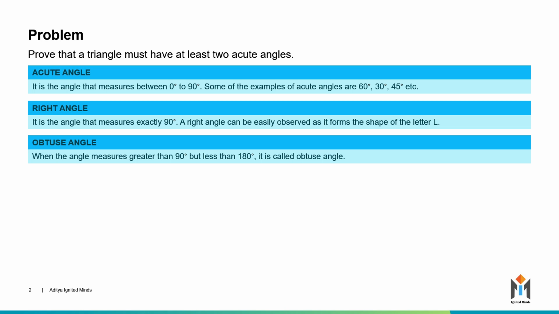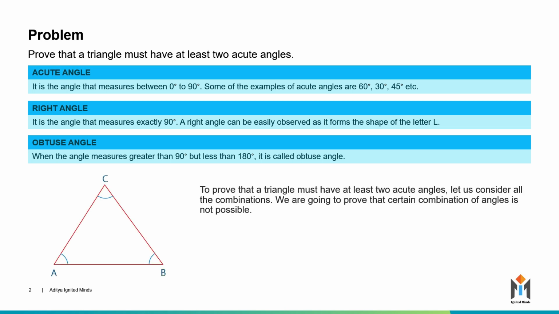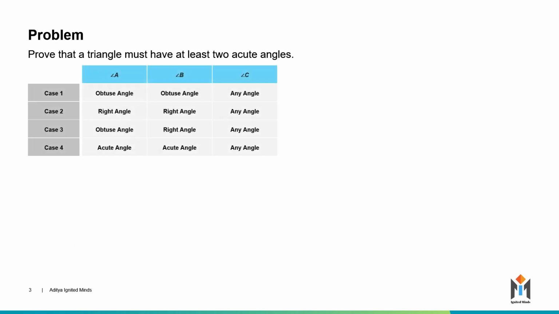Given that we have reviewed these definitions, to prove that a triangle must have at least two acute angles, let us consider all the possible combinations and go through them, proving which combinations are not possible and which are possible for a triangle. Accordingly, we can prove the given problem. When you look at it, there are actually four cases possible for a triangle. Let us review each one of them and see whether they are really possible or not.